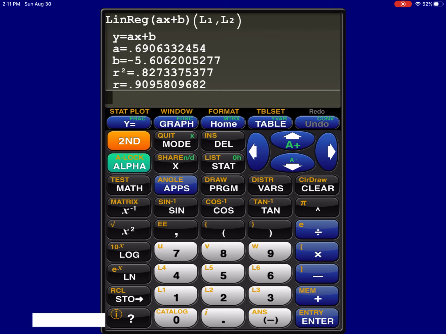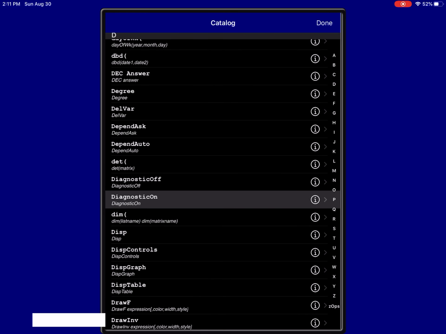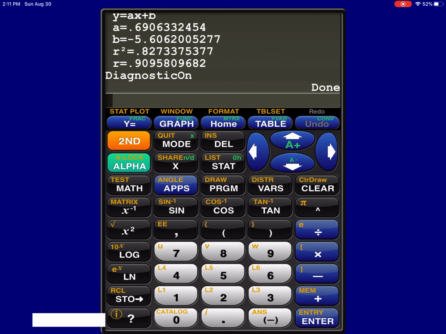If your calculator doesn't show you the r value, what you want to do is press second, CATALOG, down at the 0 here, and then that will be under D, DiagnosticOn. You want to click that and then turn that on. So that would be second CATALOG, which is down the bottom by the number 0.